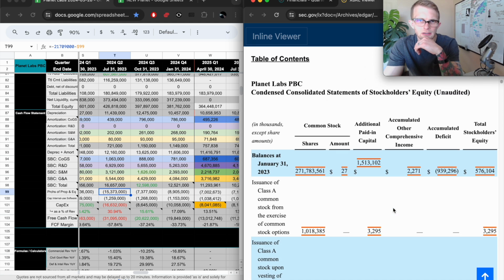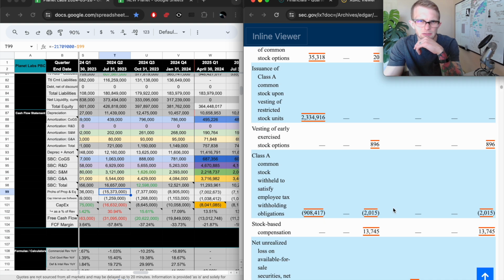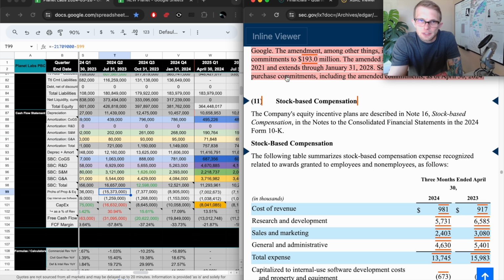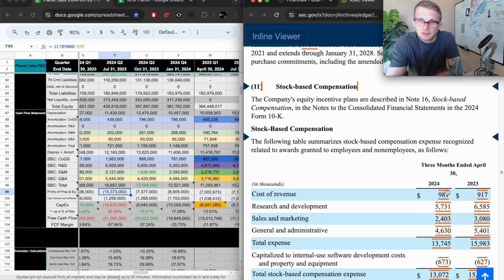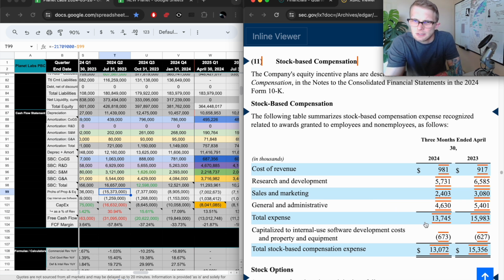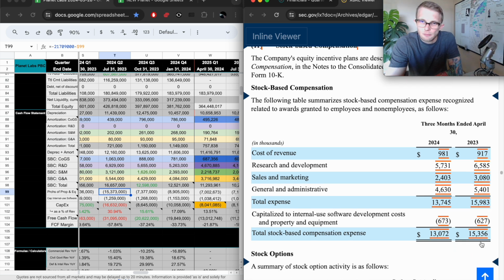Okay, and finally, I want to dig into the stock-based compensation just a little bit further before we wrap things up here. All right, so for the stock-based compensation, the cost of revenue has gone up, okay, so this is a year-over-year comparison. Cost of revenue has gone up, research and development has gone down, sales and marketing down, and general and administrative is also down. So the total expense for the stock-based compensation, 15 points. Oh, hold on. What is this? Capitalized to internal use software development costs and property and equipment. Okay. So total stock-based compensation expense is actually 15.3 down to 13. So that's a relationship that I like to see.